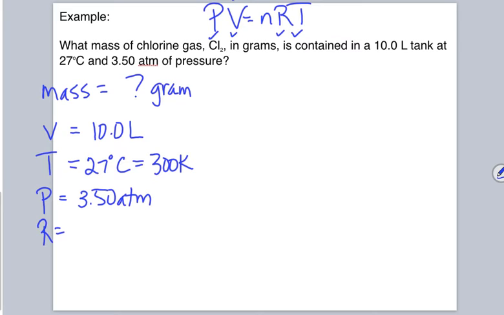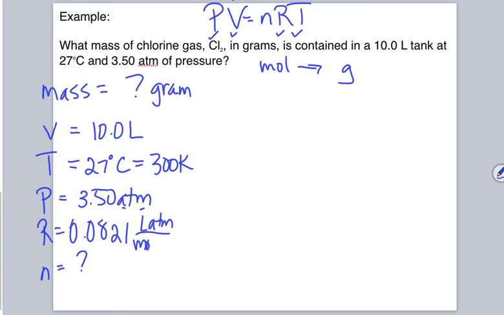But remember, we know how to get from moles to grams. And so the first thing we're going to do is find moles. That's our first goal. And then once we know the moles of chlorine gas, then it's a simple matter to convert it to grams of chlorine gas. But before we can figure out moles of chlorine gas, we have to choose our gas constant. Notice that our pressure is in units of atmospheres again, and so 0.0821 liter atmospheres per mole K is the correct choice for the gas constant here.